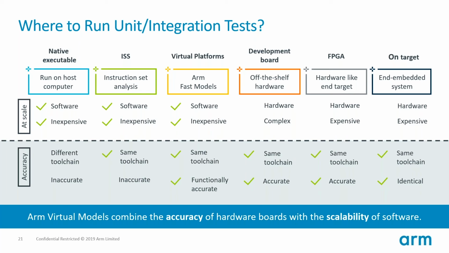Fast models enable the best of both of these worlds for integration and unit testing, and can deliver the features that were discussed in the last slide. They are also available very early, and they are functionally accurate to the SoC behavior.